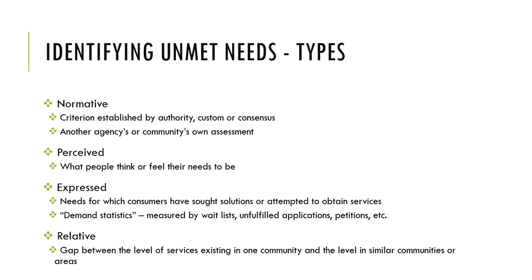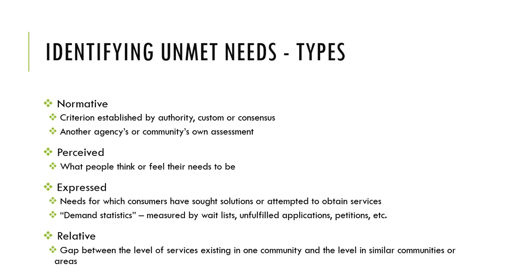So our readings this week demonstrate a few different types of need, and it's important to distinguish between these types of need because each one indicates different types of data that would be used to justify or establish or define that need. The first type is normative need. This is a need established by data provided by an authority, by custom, or consensus. So this is a widely established criteria that defines the need. This might be an agency's assessment or data produced by a formal study or a community's own assessment.